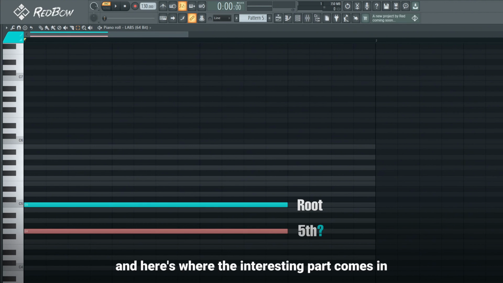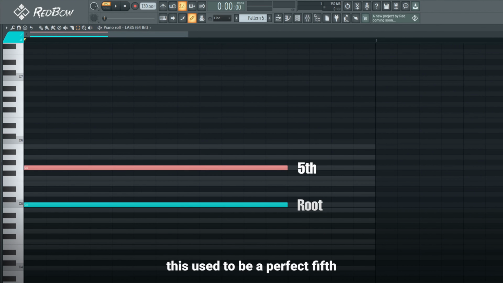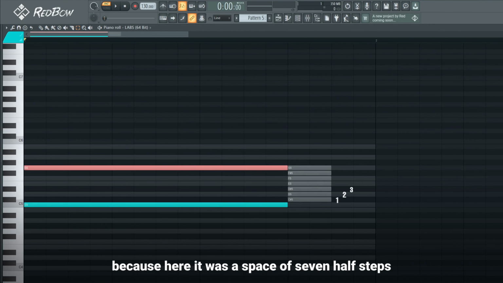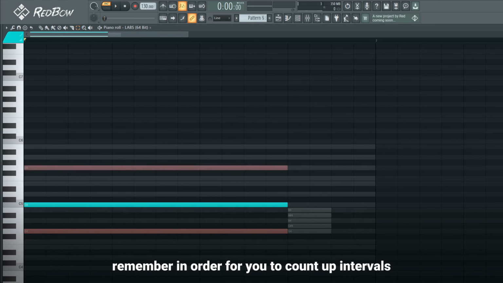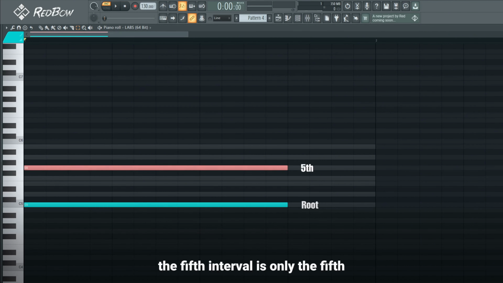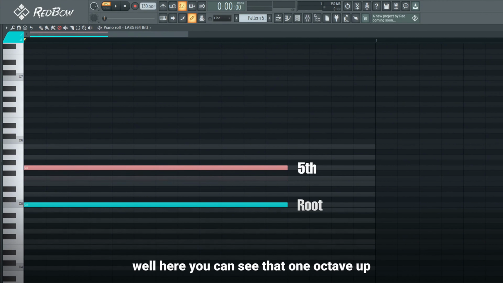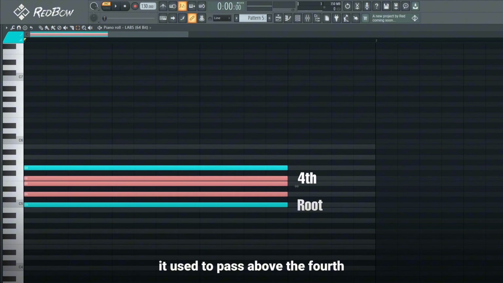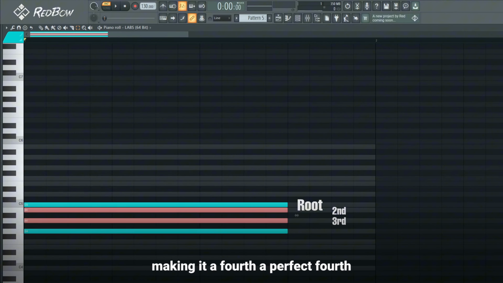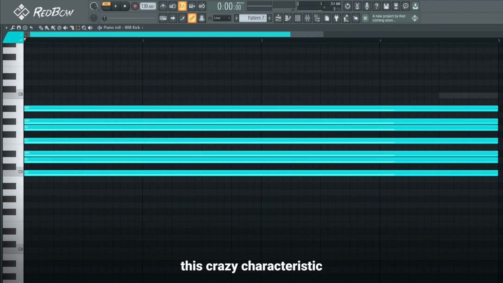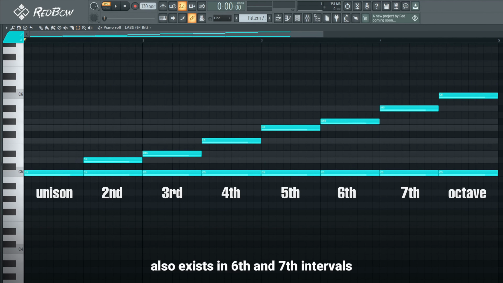And here's where the interesting part comes in. This used to be a perfect fifth, because here it was a space of 7 half steps. When moved an octave down, the space is now only 5 half steps. And remember, in order for you to count up intervals, you have to skip scale notes. The fifth interval is only the fifth as long as it passes over the fourth. Well, here you can see that 1 octave up, it used to pass above the fourth, but now it's an octave lower, and now it only passes the second and third, making it a fourth. A perfect fourth, in fact. But it doesn't stop there. This crazy characteristic also exists in 6th and 7th intervals.